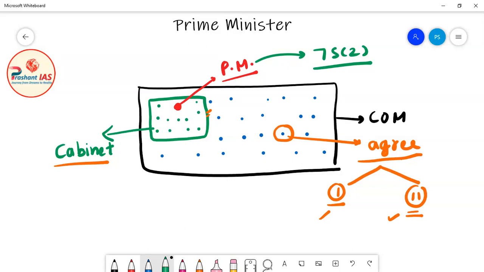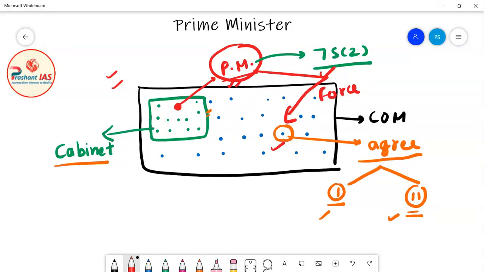Now friends, here our main motive is to discuss the power of the Prime Minister. So what conclusion can we make with the help of this story? We can say that if a particular minister does not agree with the collective decision of the Council of Ministers, then the Prime Minister can force that minister to agree with the collective decision of the Council of Ministers. And even if that minister does not agree, then the Prime Minister has the power to remove that minister.